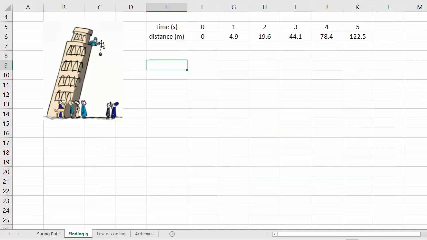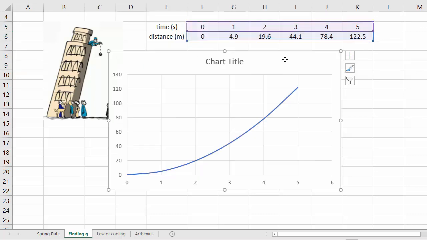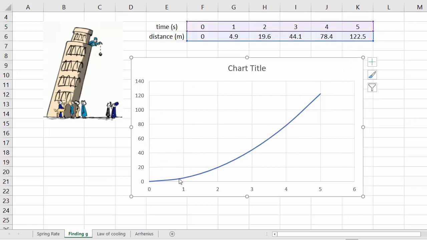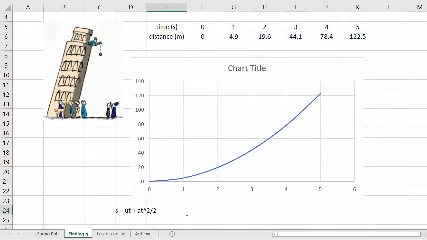What we're going to do is drop a mass from the top of the Leaning Tower of Pisa and measure the distance it's fallen over time. So we've got a series of times and a series of distances. So let's start by graphing these. And as you can see, this is definitely not linear.